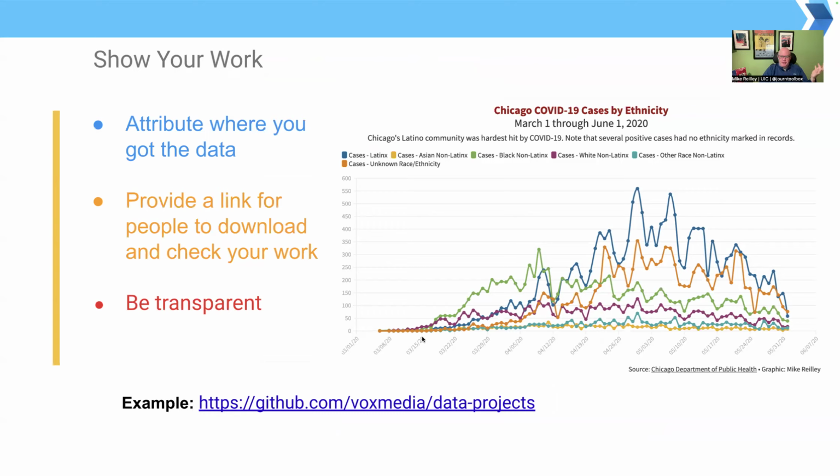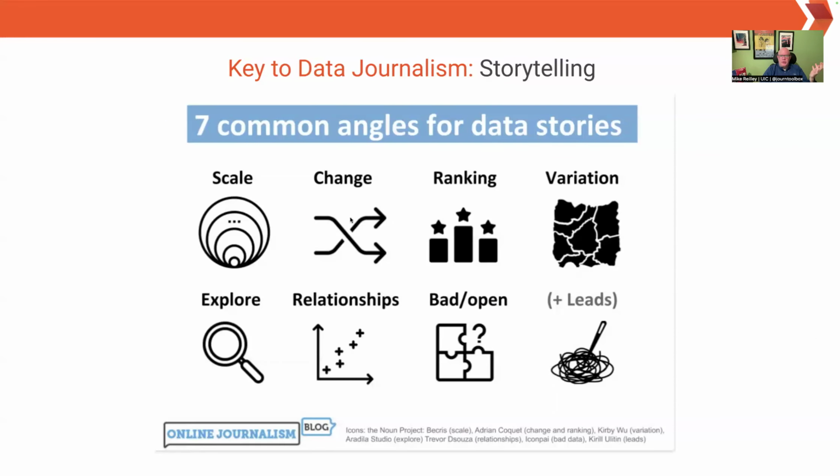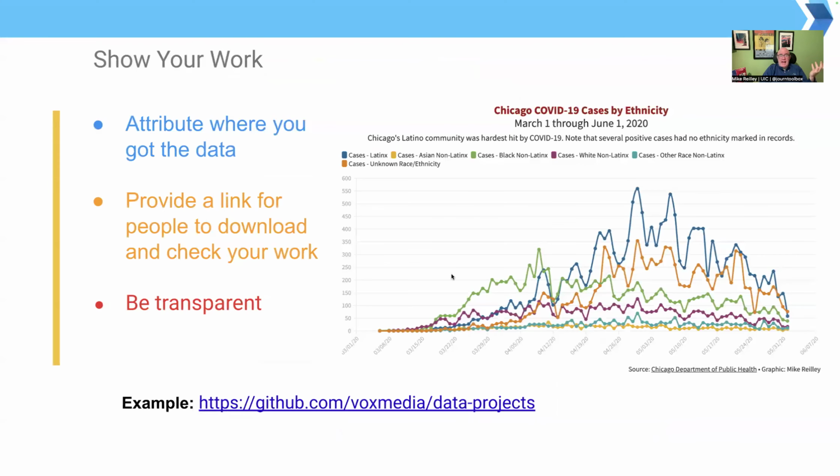Oh man, I just pulled a data set. I could do a scale story with this, a change or a ranking story. Sometimes you can do four or five different stories with one data set, which is really cool. Show your work. This is a little chart from the early days of the pandemic. It's a little line chart. Broke down the cases by race in Chicago, March 1st to June 1st of 2020.